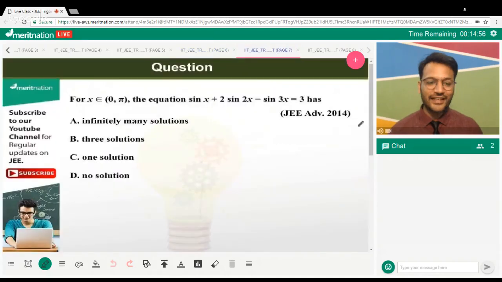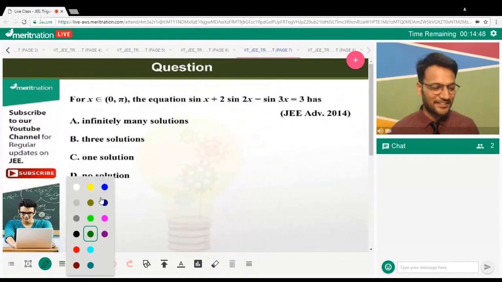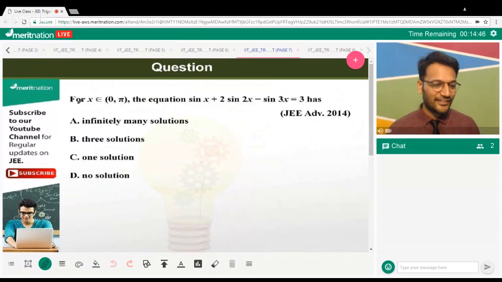Last question of the day goes like this. In my opinion, Santosh, that's RD, or they can be other books as well. For x belonging to this interval, the equation has how many solutions is what the question is asking.